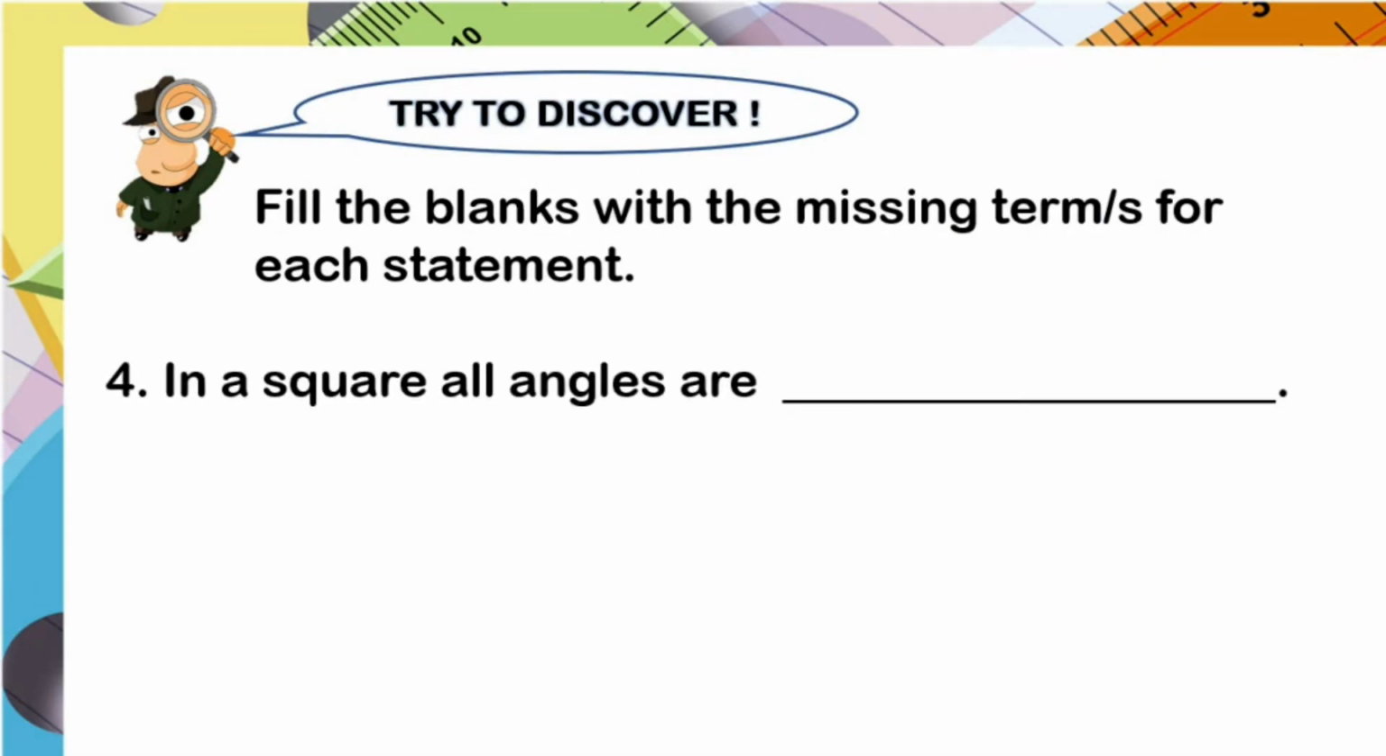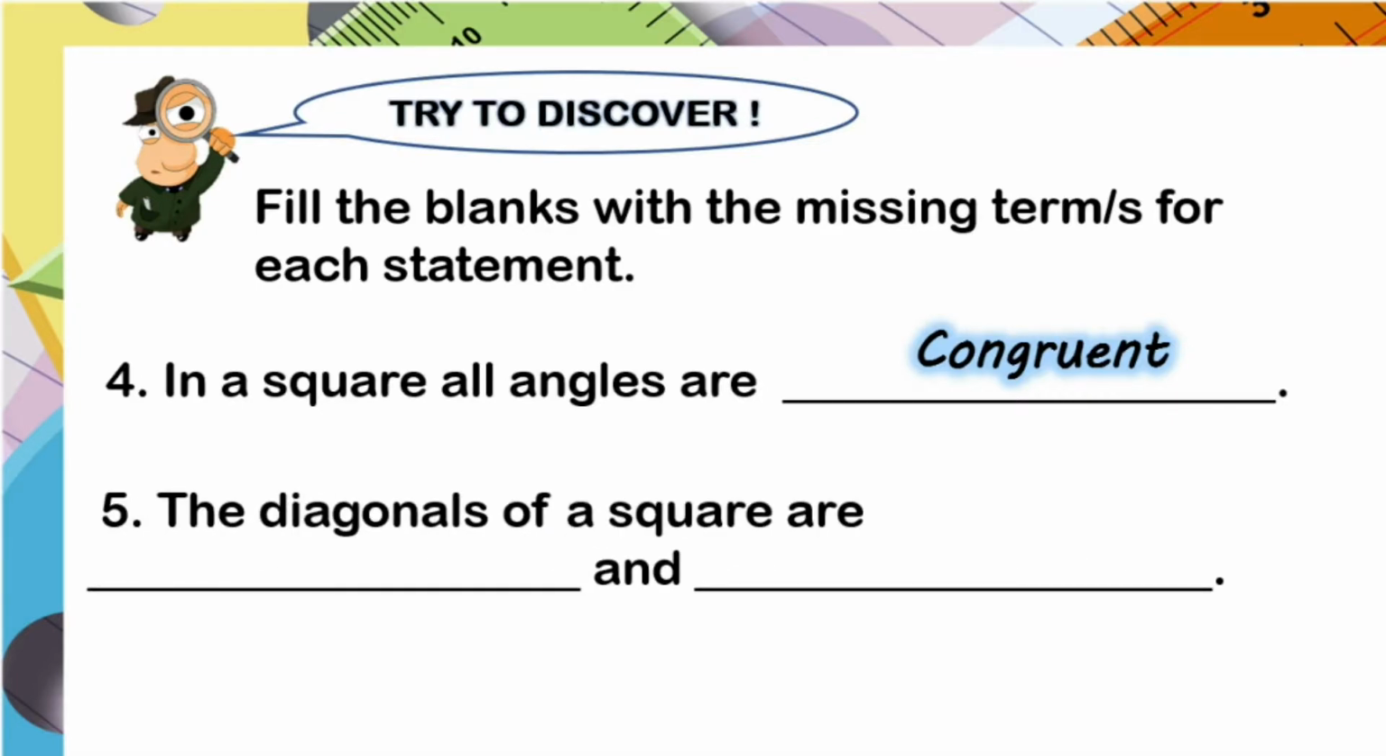For number 4, in a square, all angles are blank. If your answer is congruent, then you got the correct answer. Last but not the least, for number 5, the diagonals of a square are blank and blank. Can you give the two missing words in the statement? If your answer is perpendicular and congruent, well done. Both of your answers are correct.